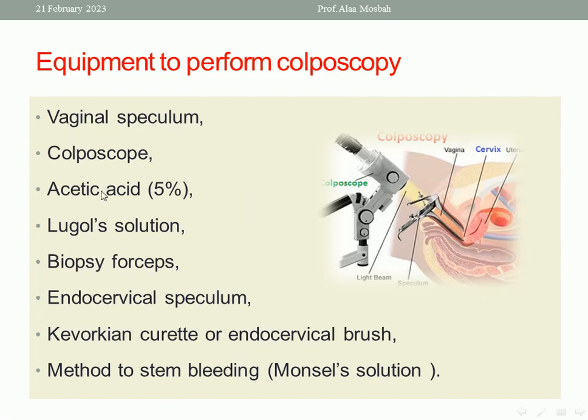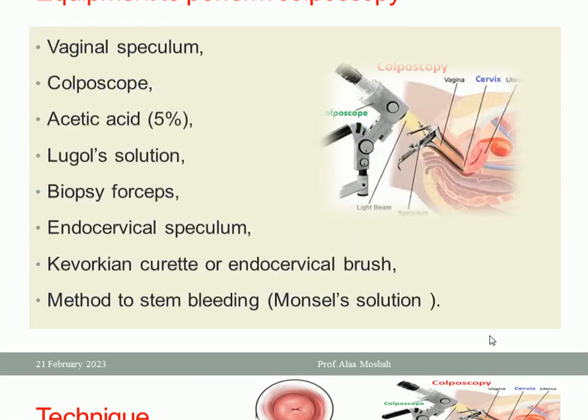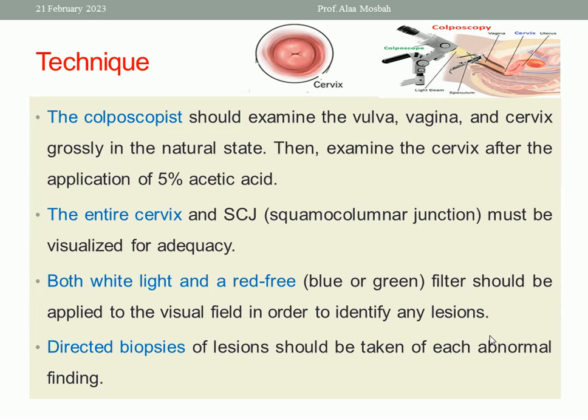So I should prepare acetic acid, Lugol's iodine solution, and biopsy forceps to take a biopsy from the pathologic epithelium, an endocervical speculum, a Kevorkian curette or endocervical brush to take a biopsy also, and a method to stop bleeding, like Monsel solution or silver nitrate, which should be available beside you when you are going to do colposcopy. Okay?